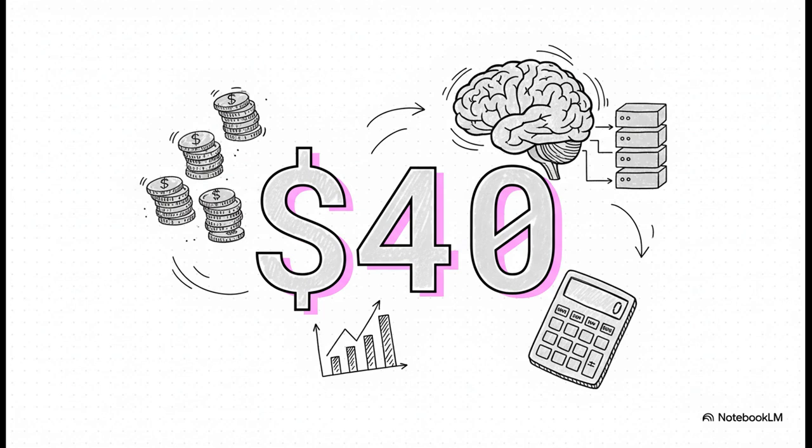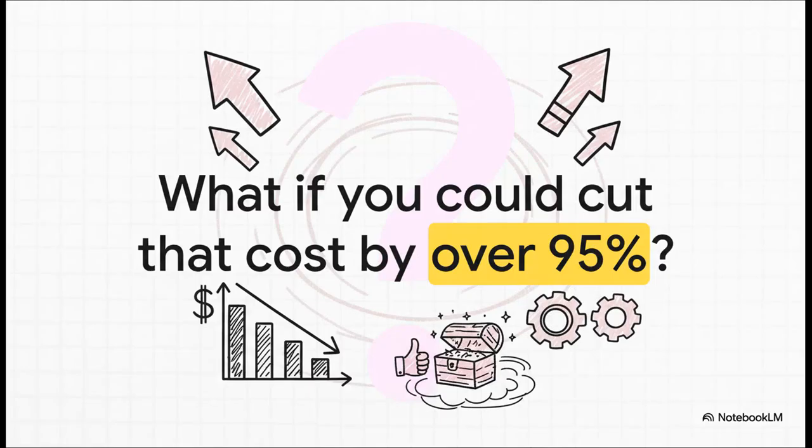Okay, let me just start with a number that might make you wince. $40. That's about what it can cost to run a top-of-the-line model like GPT-4 for just a single hour through its API. Now, if you're building a real product on top of this, that cost can get absolutely astronomical really, really fast. But what if I told you that you could take that $40 an hour problem and slash it by over 95% without really sacrificing performance? I know, it sounds kind of like a fantasy, doesn't it? But it is completely possible. And the secret sauce is optimization.